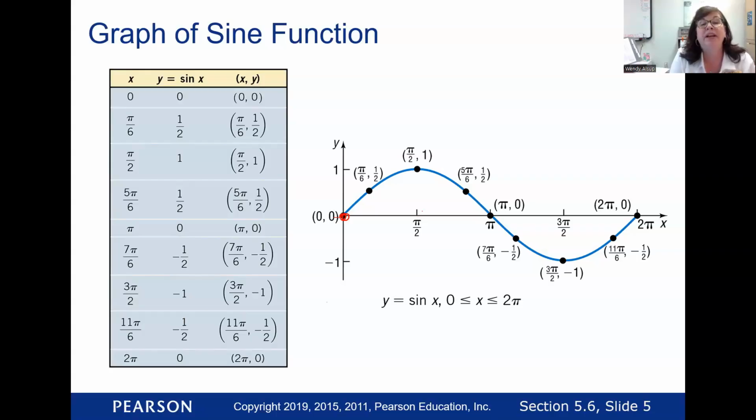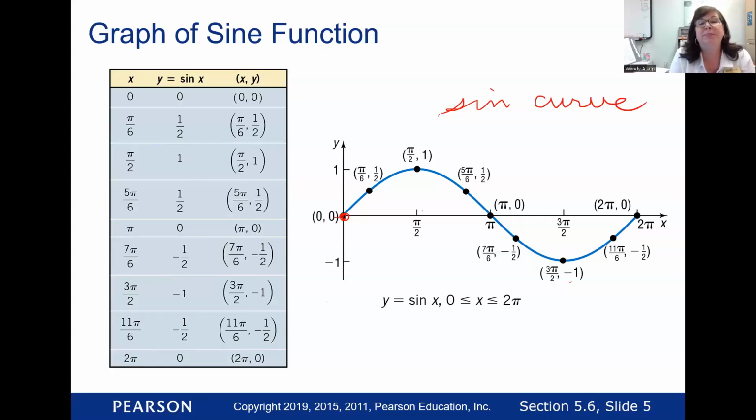When you go all the way around to pi, the sine at pi was 0. When you got around to 3 pi over 2, the sine at 3 pi over 2 was negative 1. And when you got back to 2 pi, the sine at 2 pi was back to 0. And this is what forms what we generally know as a sine curve. And it extends on.